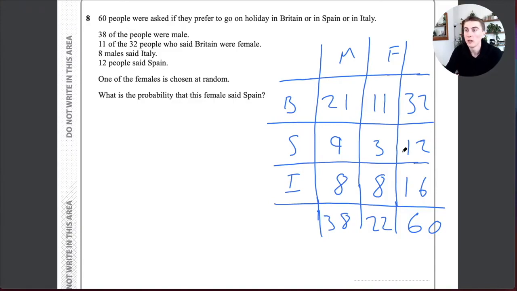So if we look at our question, what's the probability? One of the females is chosen at random. So it's definitely a female. And it says, what's the probability that this female said Spain? So we look just in this female column, because it says one of the females is chosen. And we're going to find the probability that if a female is chosen, she would say Spain. And we see Spain is just 3 females out of 22. So we've got 3 out of 22.